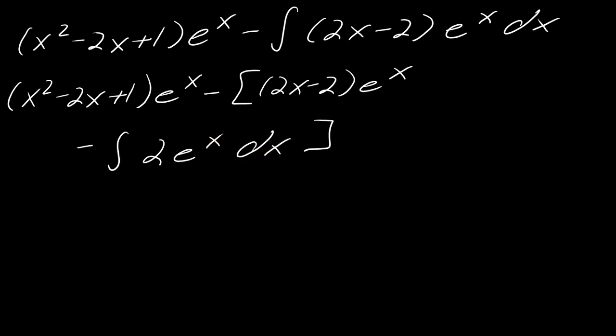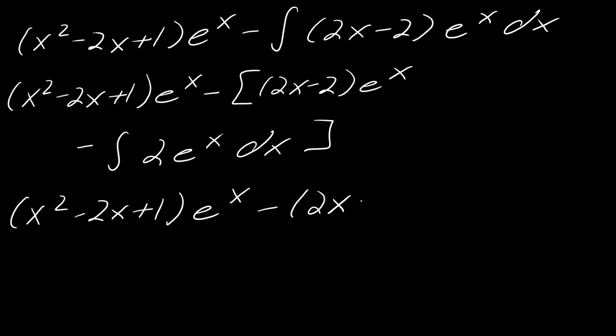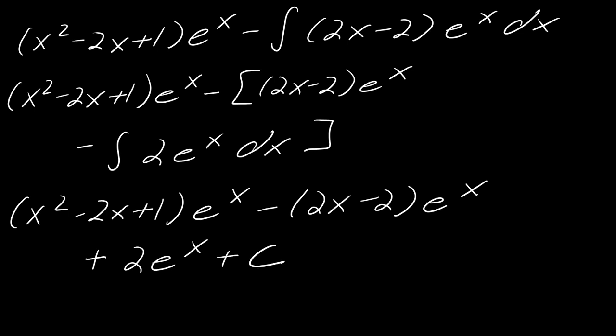We're almost there. This is going to turn into x squared minus 2x plus 1 times e to the x, minus 2x minus 2 times e to the x, plus 2 e to the x, plus c. Good times. Okay, and we are going to leave it at that.